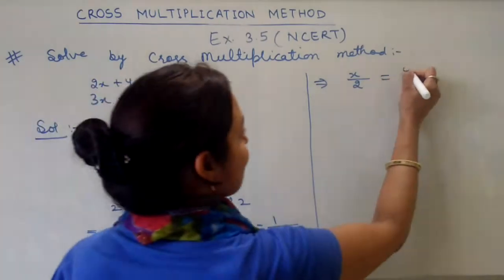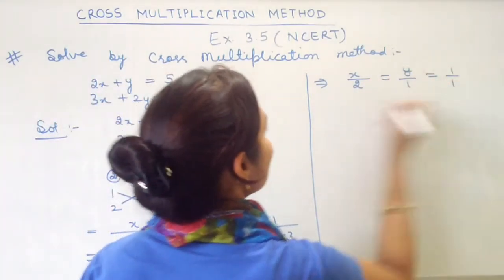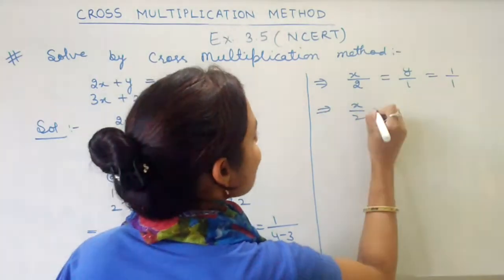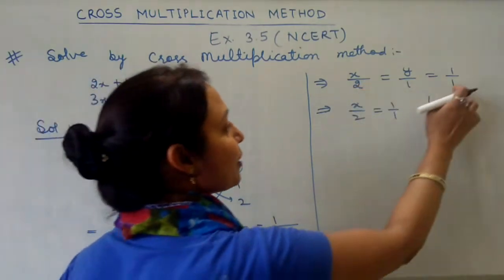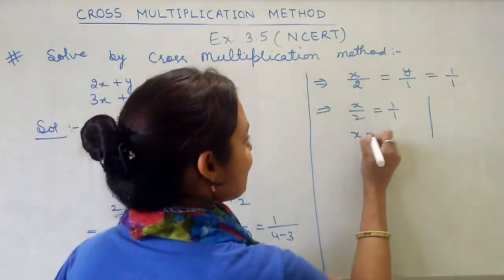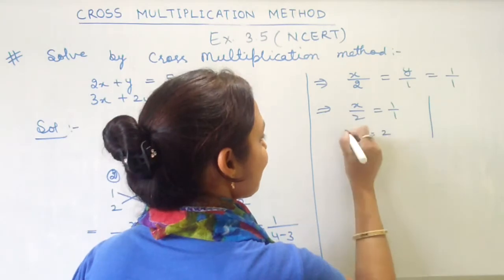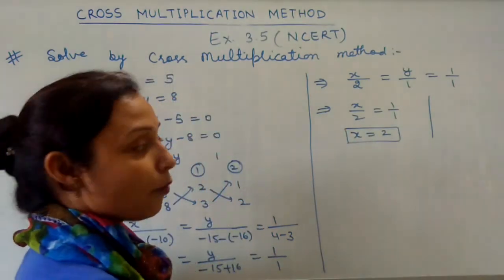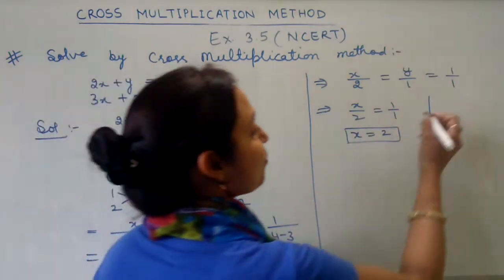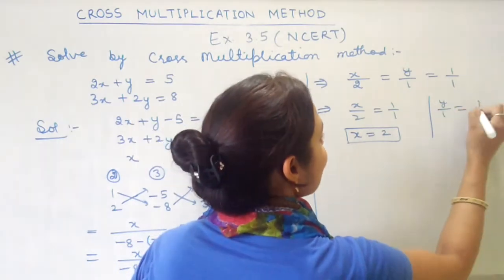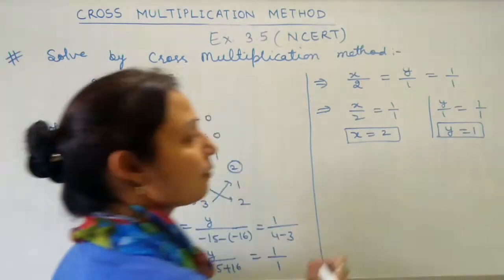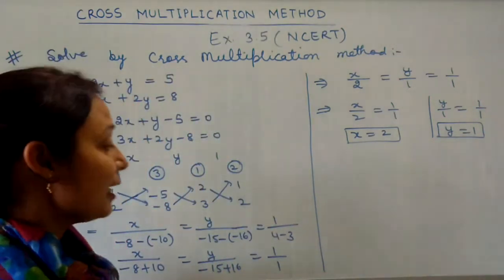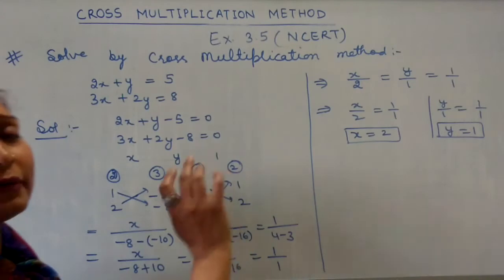Y upon 1 is equal to 1 upon 1. X upon 2 is equal to 1 upon 1, because I want to find the value by using the first and last terms. X is equal to, take this 2 to the numerator, so x is equal to 2. Now take the second term and the third term, again y is equal to 1. So this is the way to solve the question by using the cross multiplication method. That is also very easy.